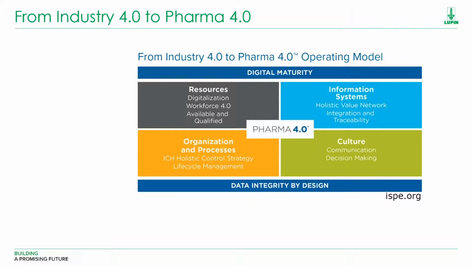So we all hear about Industry 4.0. We need to adopt it for ourselves. And this is the Pharma 4.0 framework, which came out by the ISPE organization. I have borrowed this slide from their article. So basically, the operating model suggests these are the four building blocks of the operating model for us to achieve the objectives of Pharma 4.0, supported by two enablers, which is of course digital maturity and data integrity by design.